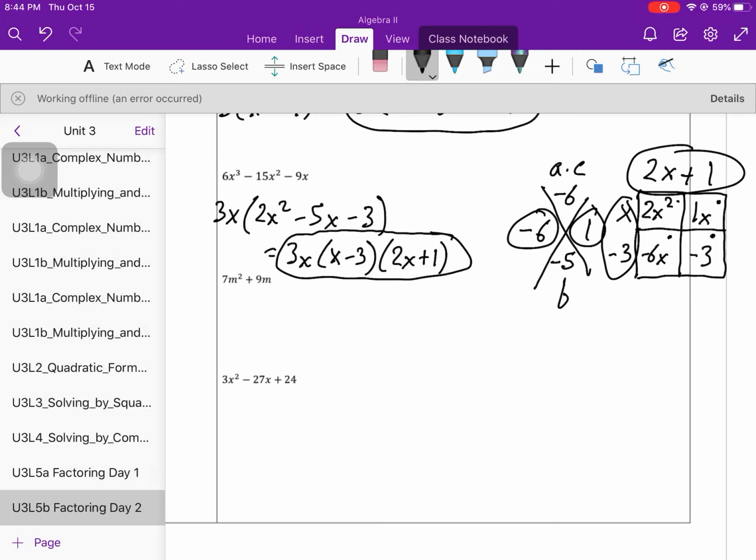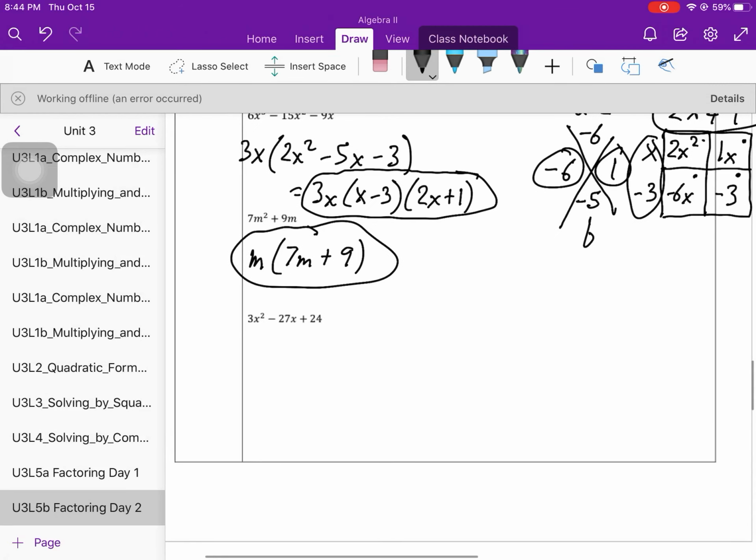Next, we have 7m squared plus 9m. 7 and 9 don't have any common factors other than 1. And then m squared and m, we can take out a single m from both of those. So we're left with 7m plus 9. And you can't factor 7m plus 9 any further, so we would just circle our answer right there.